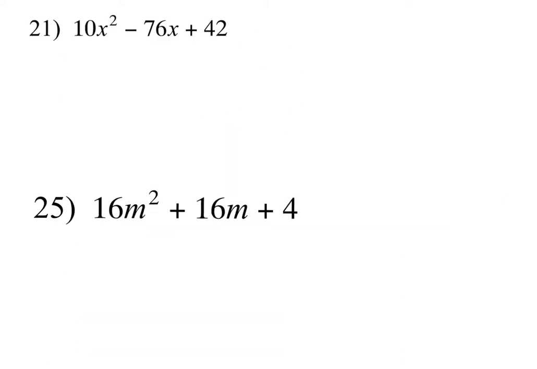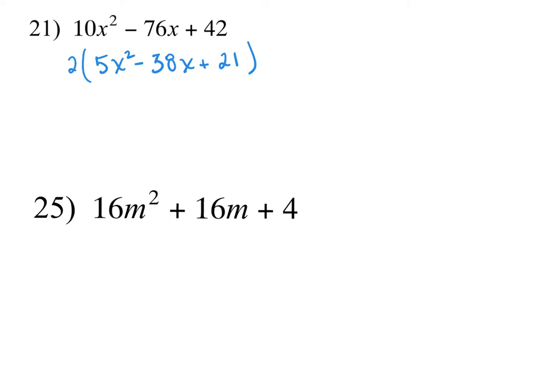This is my first step for number 21. Take out a common factor, right? What is in common with all three of these? A 2. So I'm left with what? 5x squared minus 38x plus what? 21. Okay, I probably won't give you anyone quite this big, but what's my rule here?